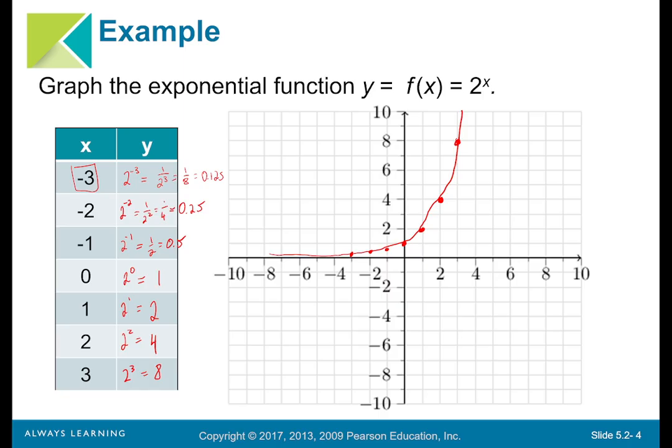They typically have this kind of curve where one side is going to fade away to 0 and the other side is going to shoot up to infinity. We just plot a few points to see exactly where those sit.